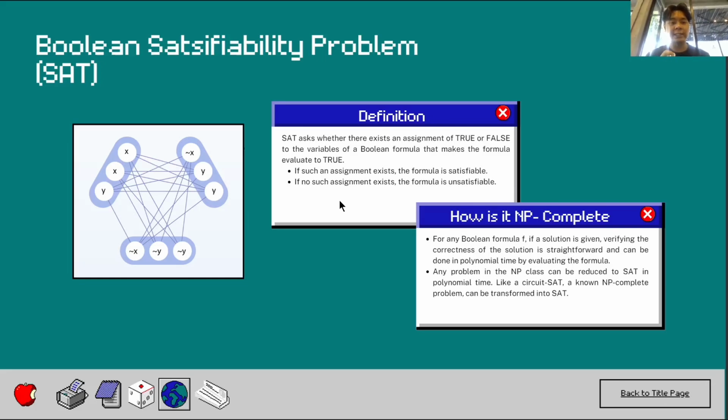Now, why does SAT matter? SAT was the first problem proven to be NP-complete, making it the foundation of this class. It's not just theoretical. SAT solving algorithms are widely used in hardware verification, AI, and cryptography. Its status as an NP-complete problem makes it a critical piece of computational complexity.